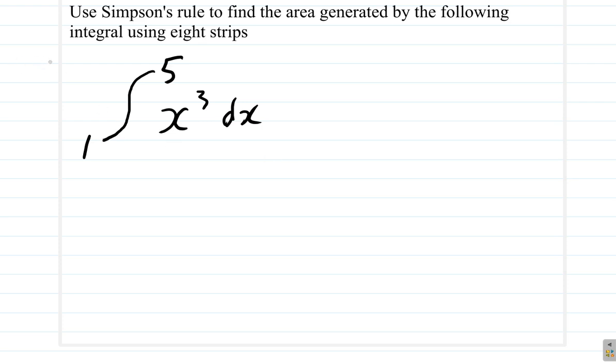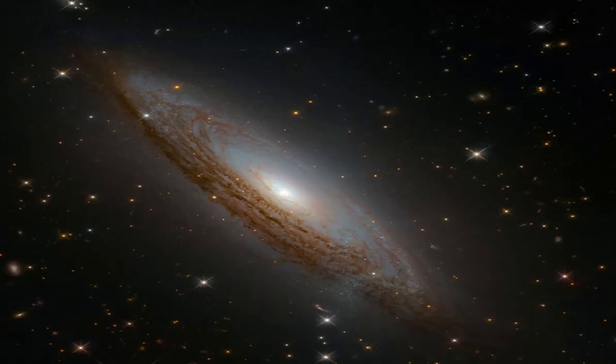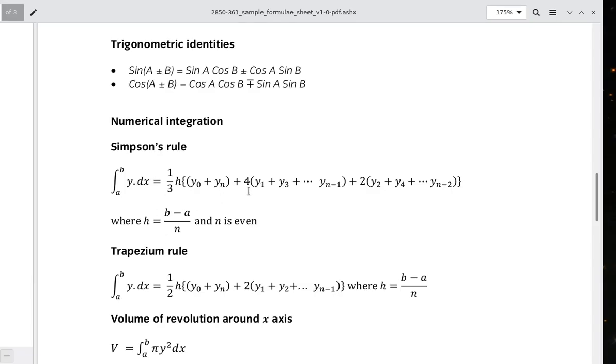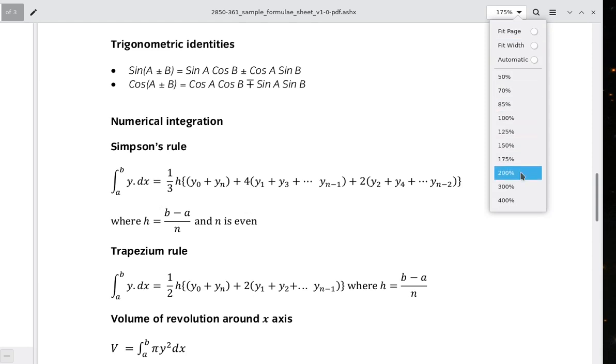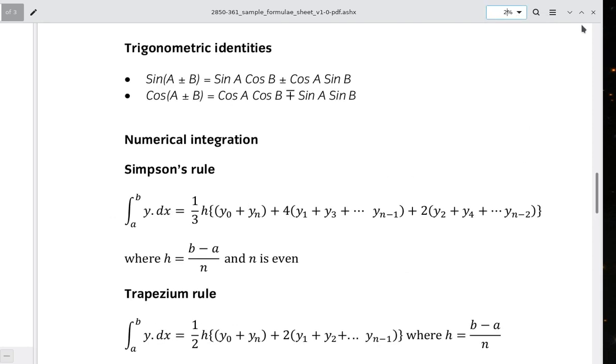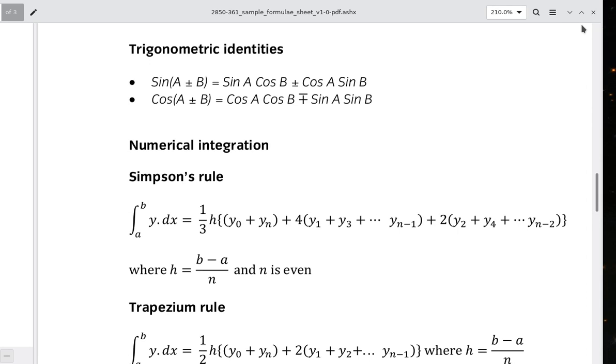So the formula for Simpson's rule, we have this being a formula that we'll be using. So it's the integral, 1/3 h times first plus last plus 4 times the odd strips plus 2 times the even strips. Alright? h is b minus a over n.